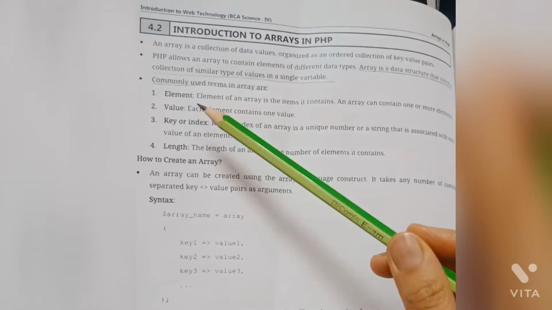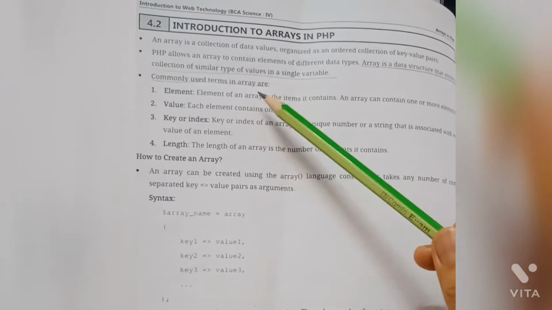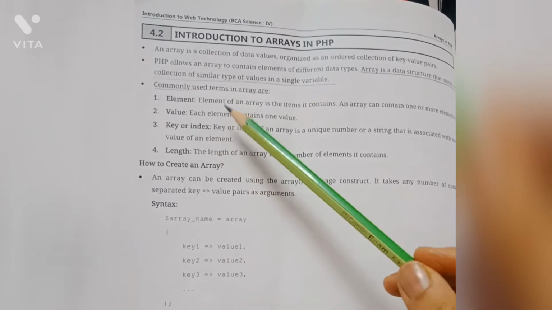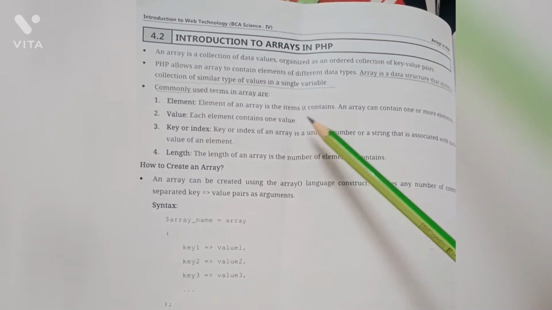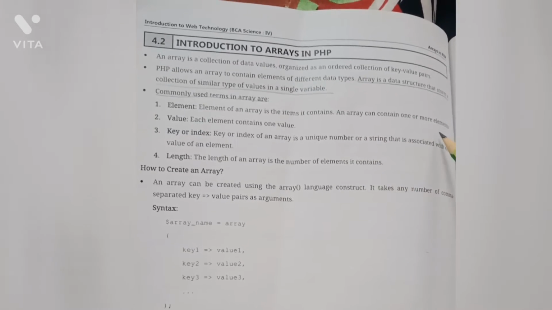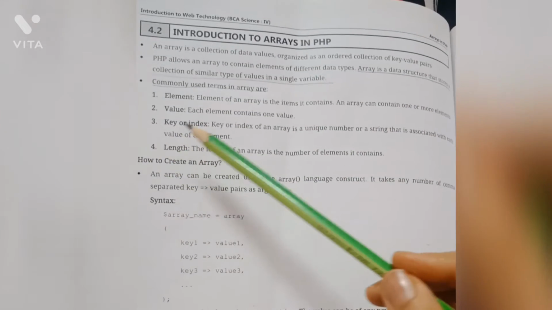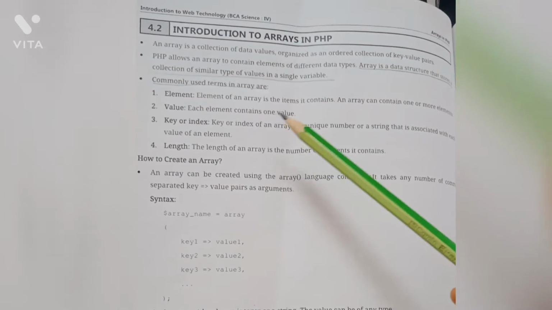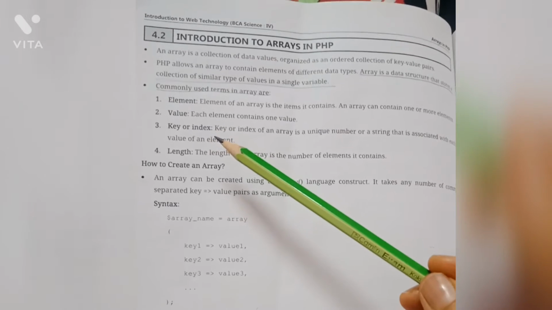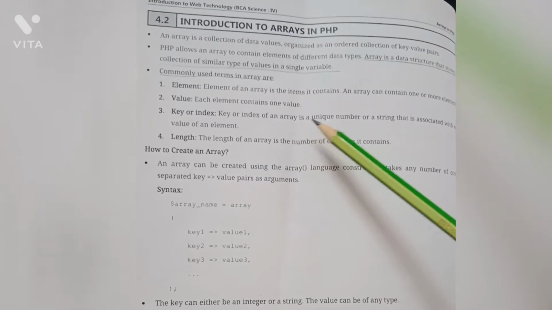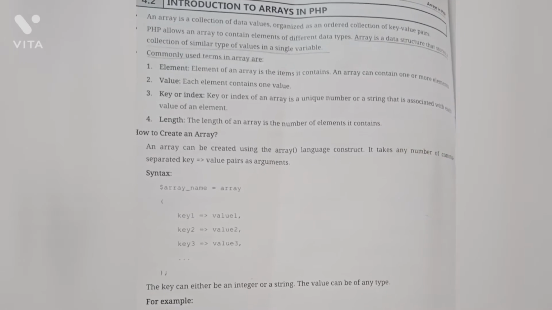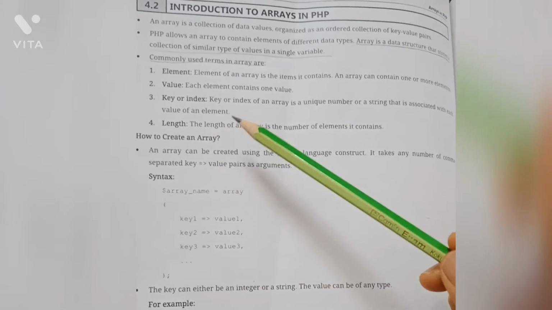variable. Commonly used terms in array are: number 1 is element. Element of an array is the items it contains. An array can contain one or more elements. Second one is value. Each element contains one value. Third is key or index. Index of an array is a unique number or a string that is associated with each value of an element.